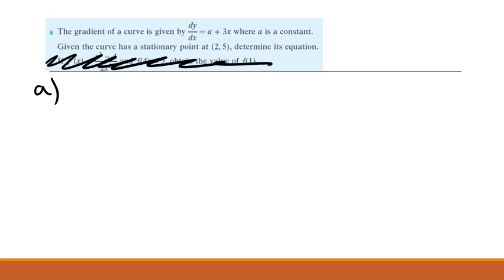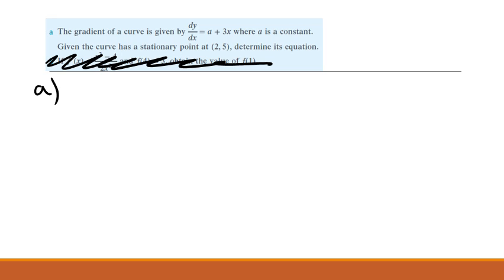Alright, the gradient of a curve is given by that, where a is a constant. Given the curve has a stationary point at 2, 5, determine its equation. Now, you can actually already find a given that equation. How do you do that? What does that mean again? What 0? The gradient. Yep, the gradient 0.